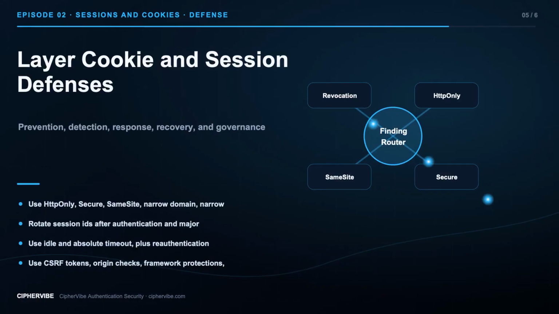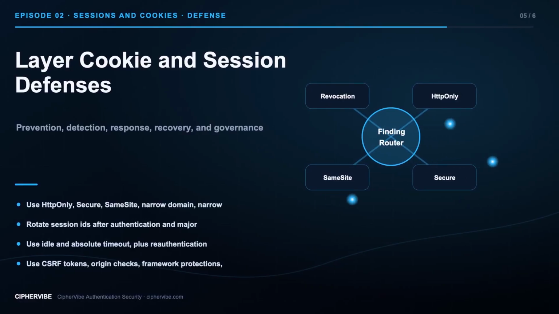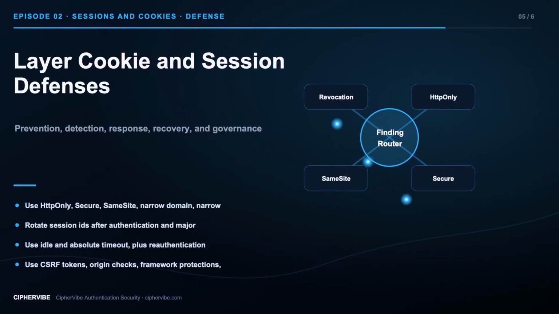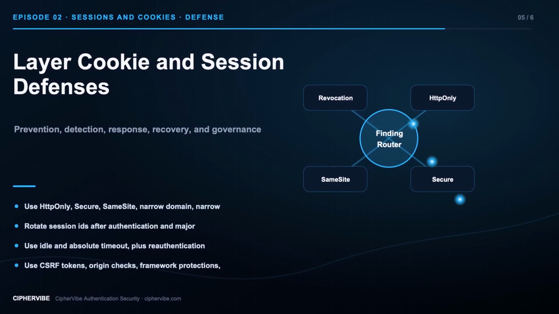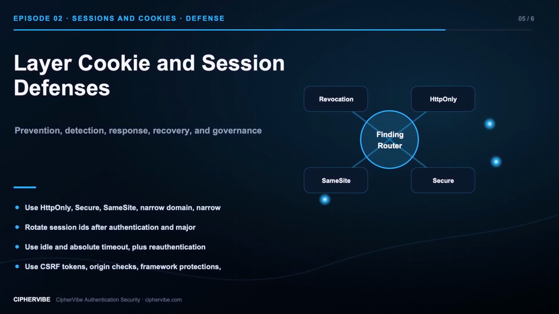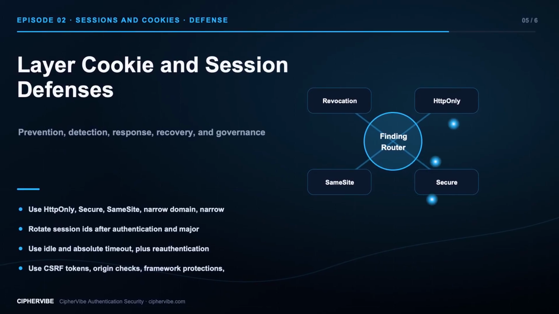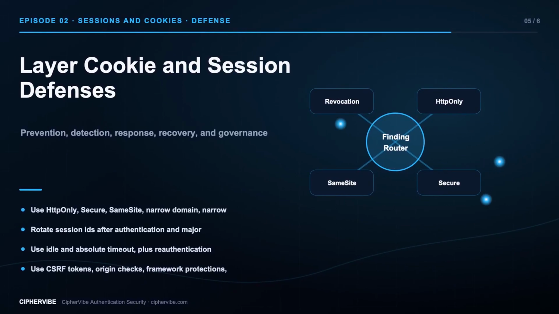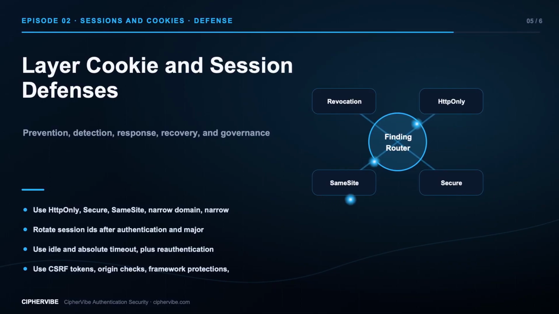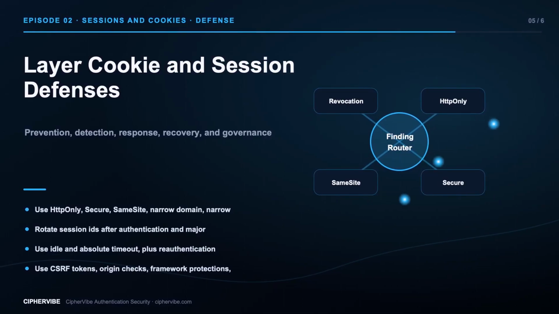Reliable security uses layers because no single control can prevent every failure. First, use HTTP-only, secure, same site, narrow domain, narrow path, and sensible lifetime for session cookies. Second, rotate session IDs after authentication and major trust changes, then invalidate the old identifier.